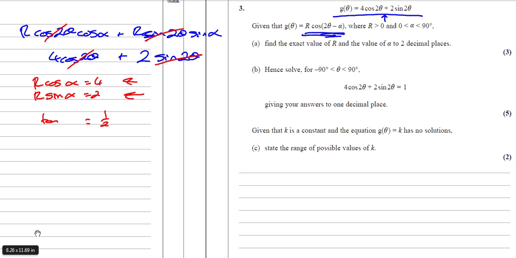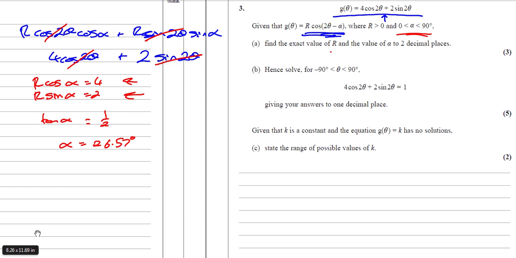So you're going to have tan alpha equals a half, and just like you did last time, the inverse tan of 0.5 gives us 26.57. And again, this one is in degrees. Just be careful that it's in degrees.